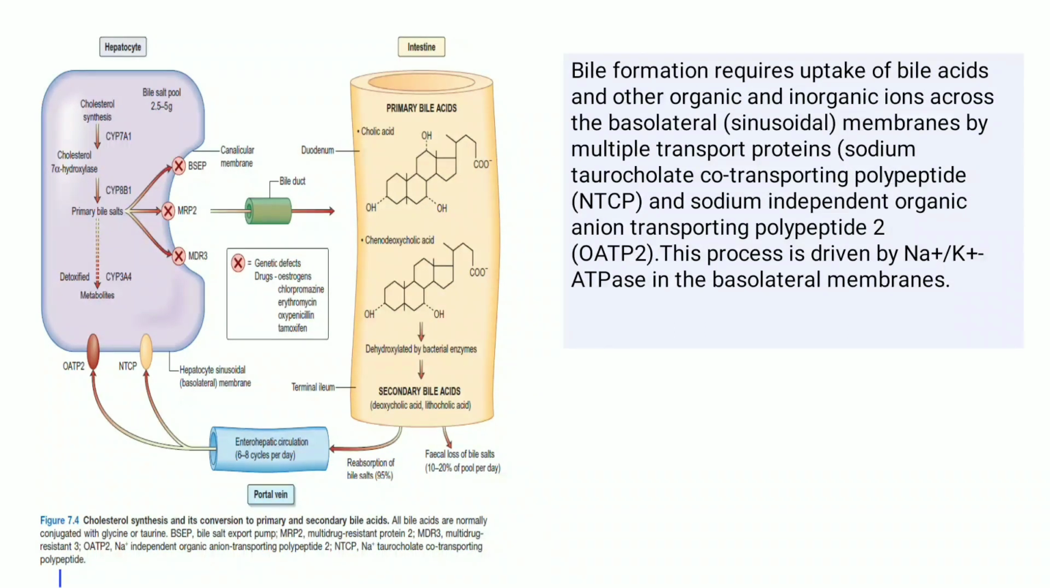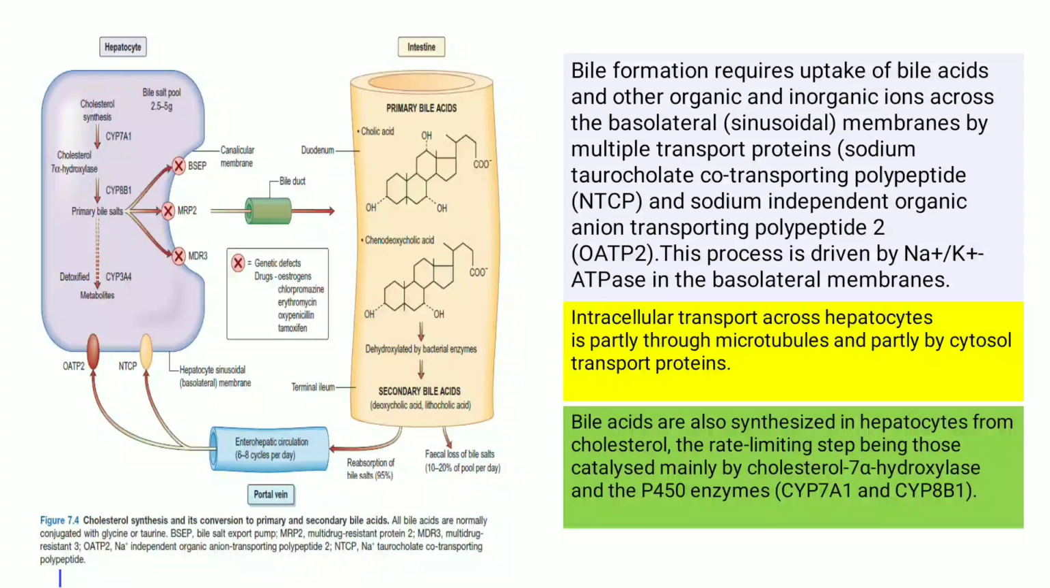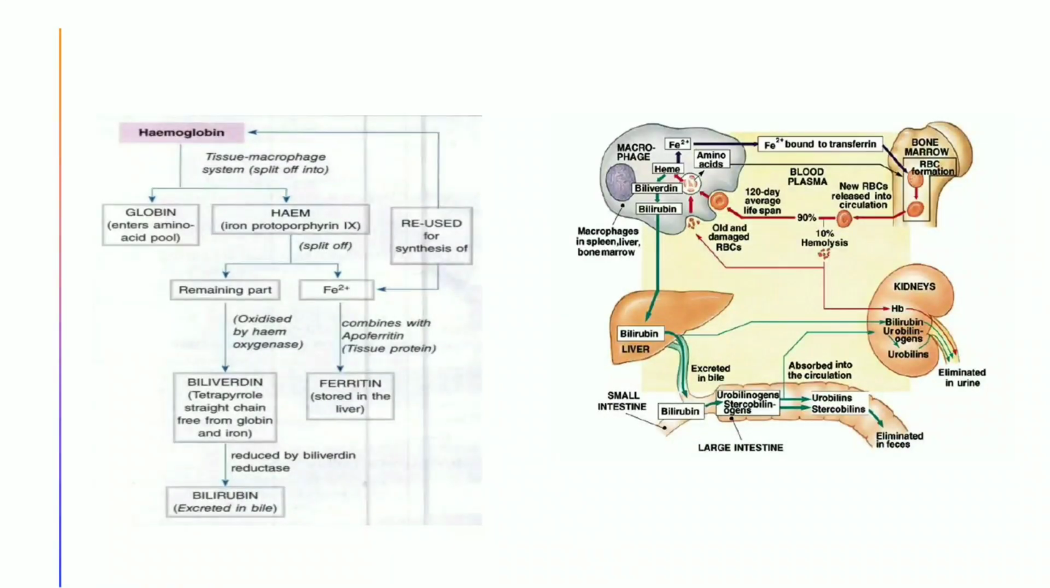Now when the primary bile acids are acted upon by the gut flora, they are converted into secondary bile acids, which are incorporated in the bile. So in this way the synthesis of bile is important. Intracellular transport across the hepatocyte is partly through the microtubules and partly by the cytosol transport proteins. Bile acids are also synthesized in hepatocytes from cholesterol, and the rate limiting enzyme is also important.